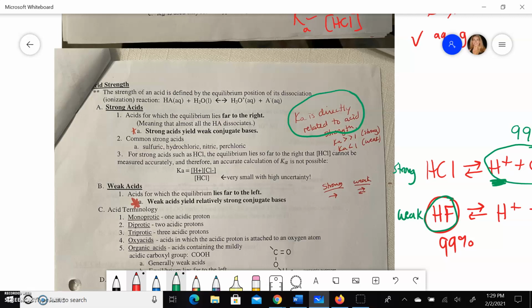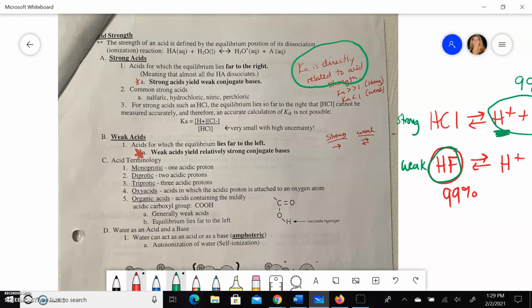However, this is important, a lot of people miss this: we do not have values of Ka for strong acids, because strong acids break apart so much that we just have such little amounts of this acid that it's really uncertain. And so we just know that Ka is really, really, really big, but we don't have a K value for it. We just assume 100%. This is why this is important.